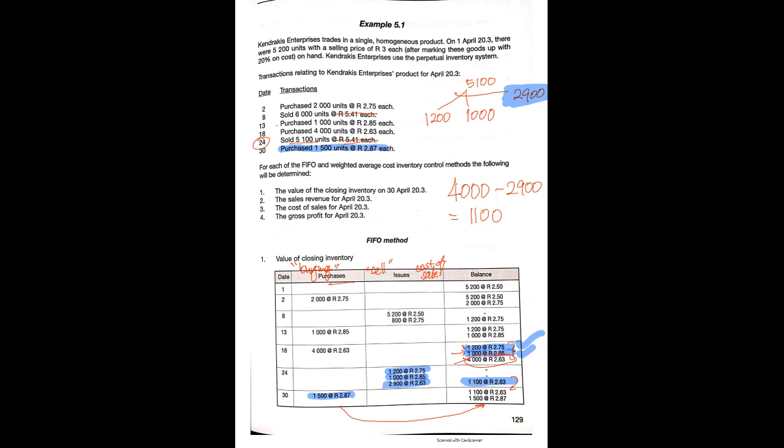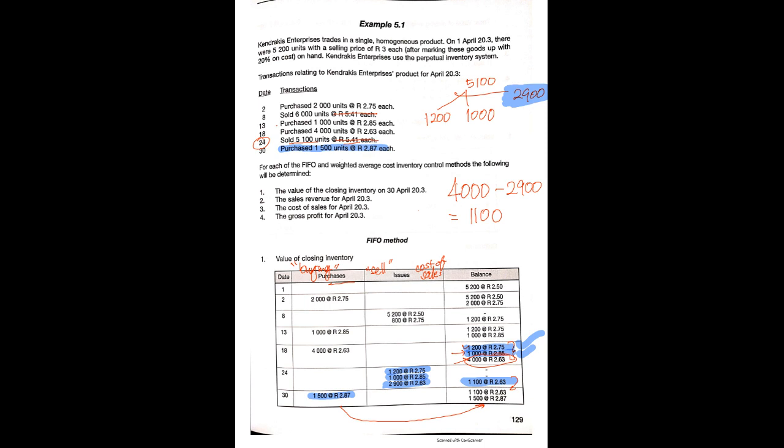And this is how you will draw up your table whenever you are asked to do the FIFO method or the weighted average method, and they say that the company is following a perpetual inventory system. So as long as it says perpetual inventory system and that you are looking at the FIFO method, this is the table that needs to be drawn up. There are marks specifically allocated to it and the values within it. And then you're going to use this table to calculate the rest of the questions.